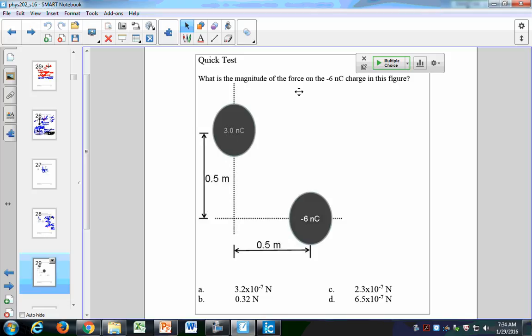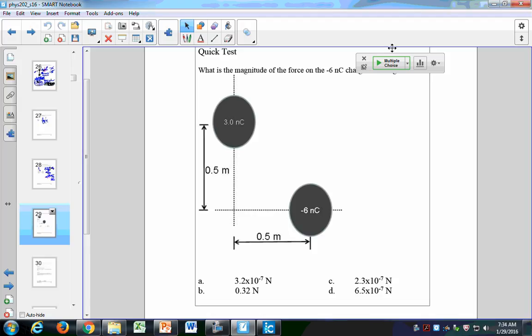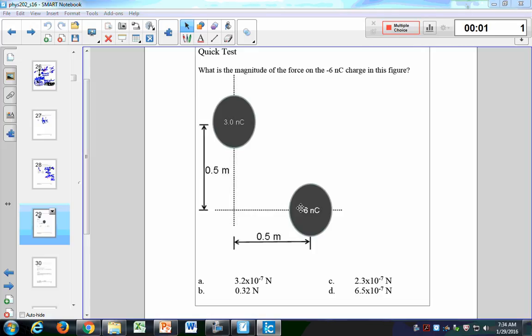Let's try out this question. What is the magnitude of the force on the -6 nanocoulomb charge? I think there's a follow-up to that. Oh no, there's not. But what is the magnitude of that force? So I have a +3 nanocoulomb, in case you can't see this, and a -6 nanocoulomb. Go ahead and ask yourself, what is the direction of the force on that -6 nanocoulomb charge?